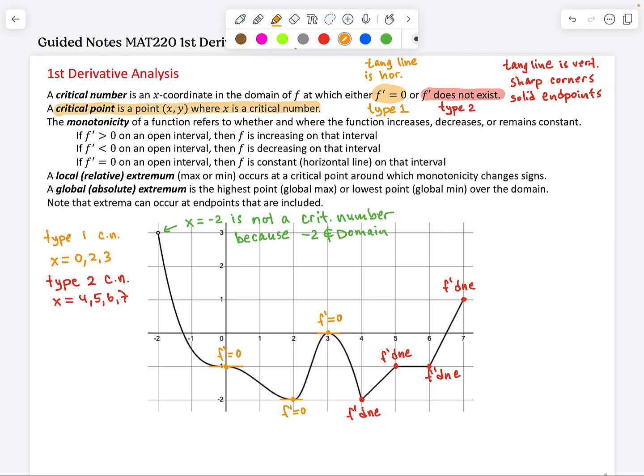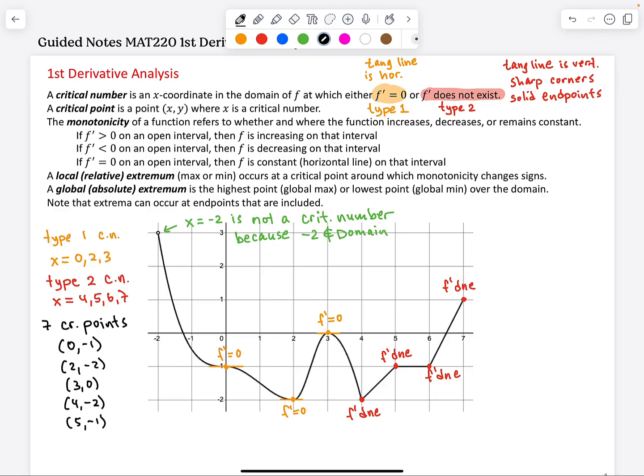Next, we have a critical point is a point x comma y where x is a critical number. So we have a total of 7 critical points in this graph. Going in order from left to right, we have the points (0, -1), (2, -2), (3, 0), (4, -2), (5, -1), (6, -1), and (7, 1).